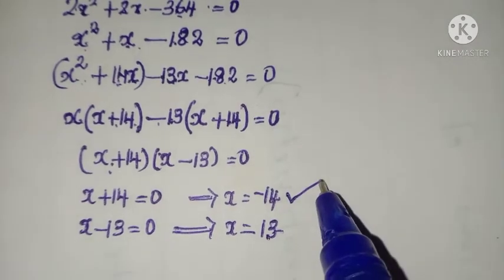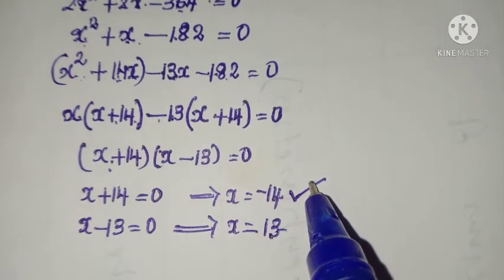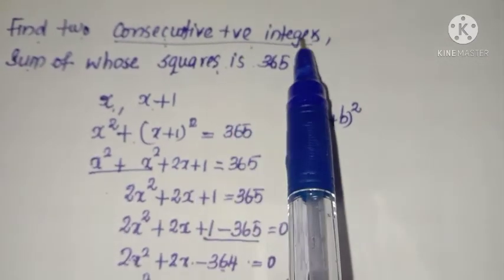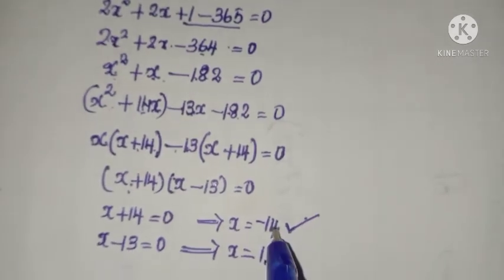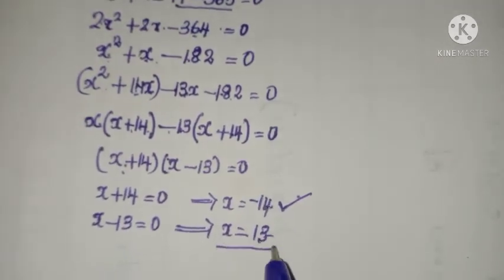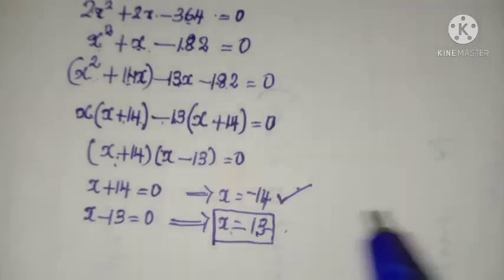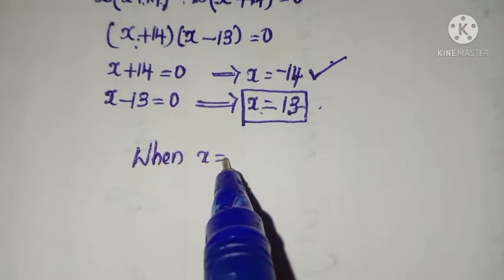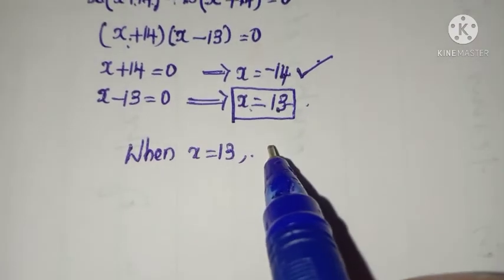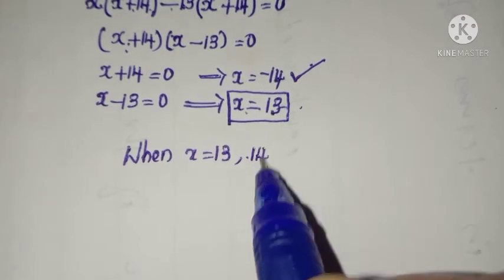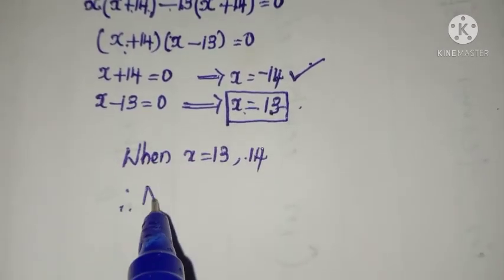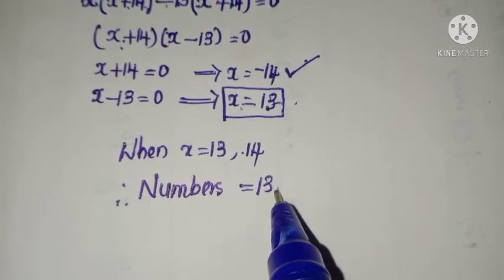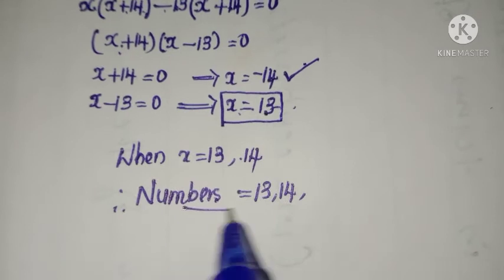Here minus 14 can be rejected. What is the reason? Because we consider x as positive integers. So negative sign is not possible. So the only x value is x equal to 13. Okay. So when x equal to 13, the next or consecutive positive integer becomes 14. Therefore, our required consecutive positive integers are 13 and 14.